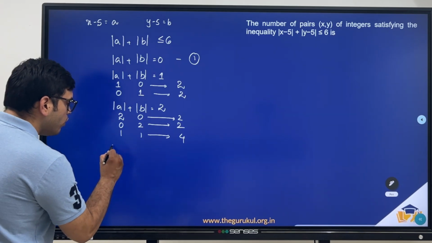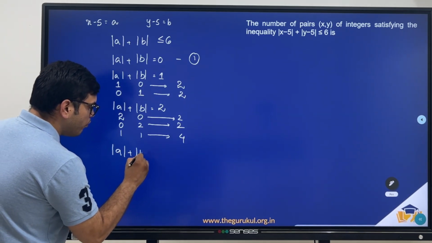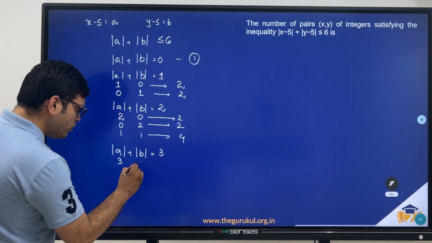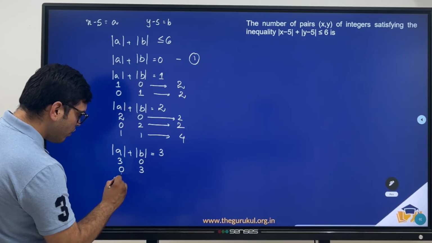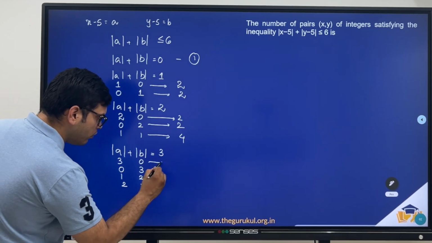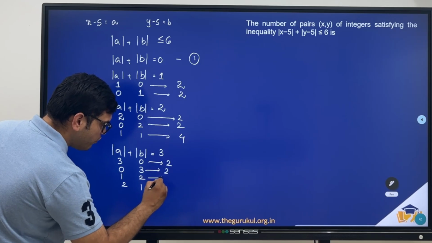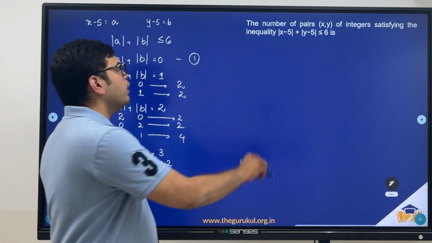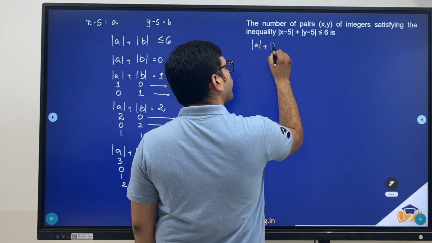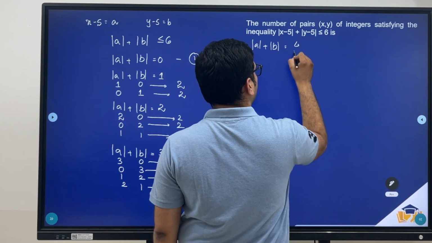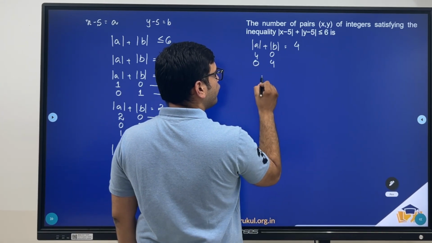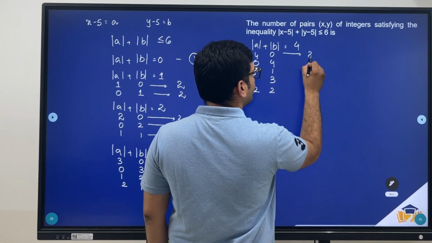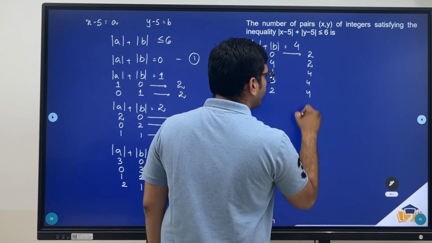Now coming to mod A plus mod B is equal to 3. Then what do we have? 3 0, 0 3, 1 2, 2 1. Two possibilities, two possibilities, four possibilities, and 4 possibilities. Done. Now when we have mod A plus mod B is equal to 4: 4 0, 0 4, 3 1, 1 3, 2 2. Now 2 here, 4, 4 and 4.